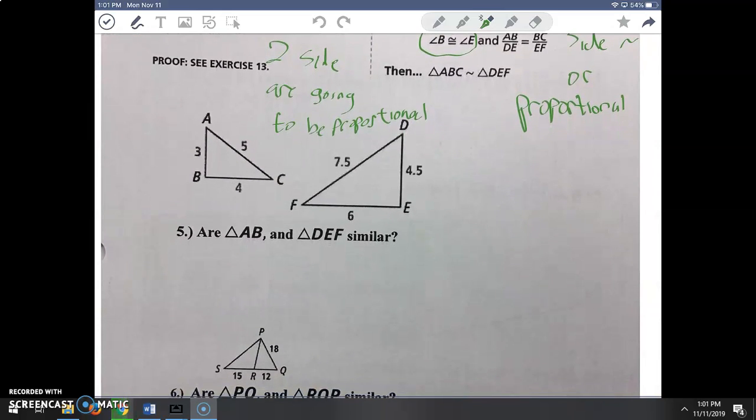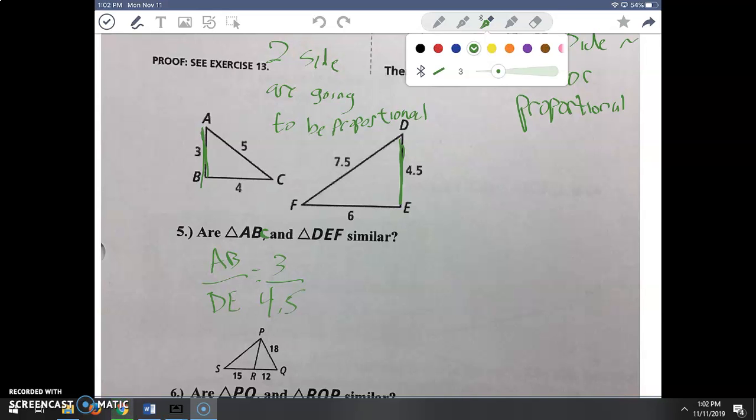It says angle ABC and DEF, are they similar? Well, let's set things up. So AB is going to be over DE. Okay, so in this problem, let's write that. So AB is going to be 3 over DE, which is 4.5.